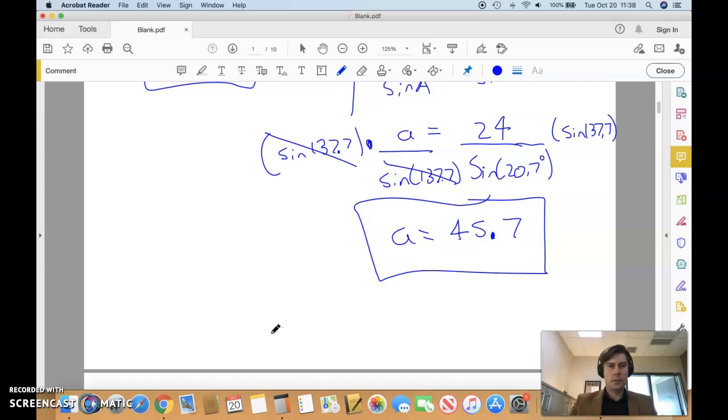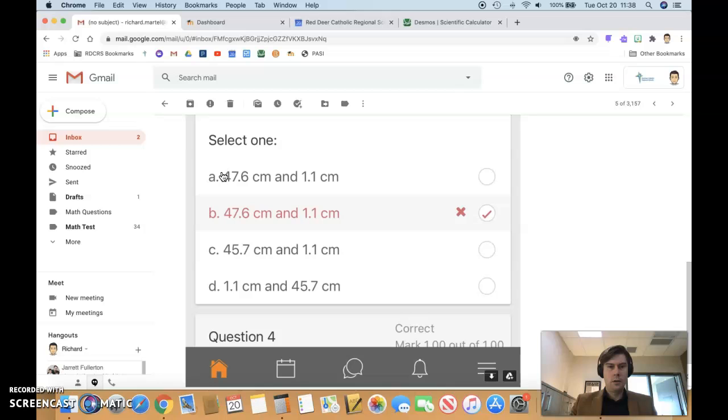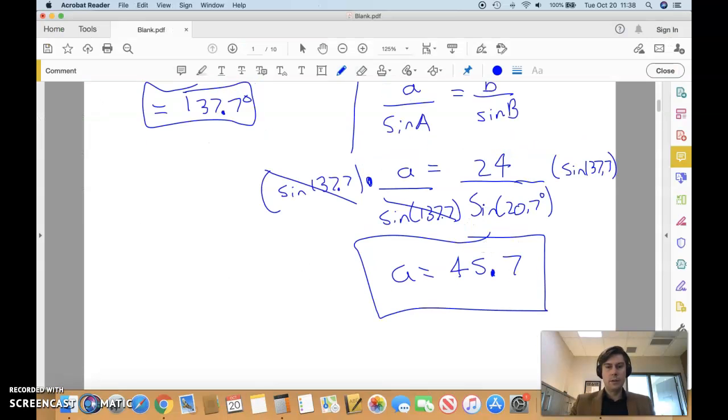If we go back to your question right here, you can see 45.7 is going to be one of the answers. It's either C or D. They should both be correct. Any further questions, just let me know. But you have to use the sine law twice in this case.